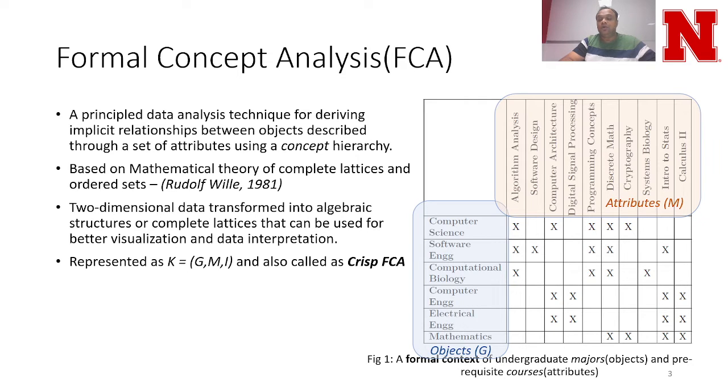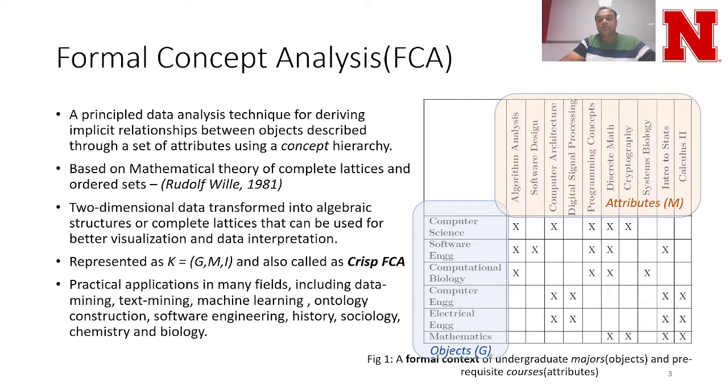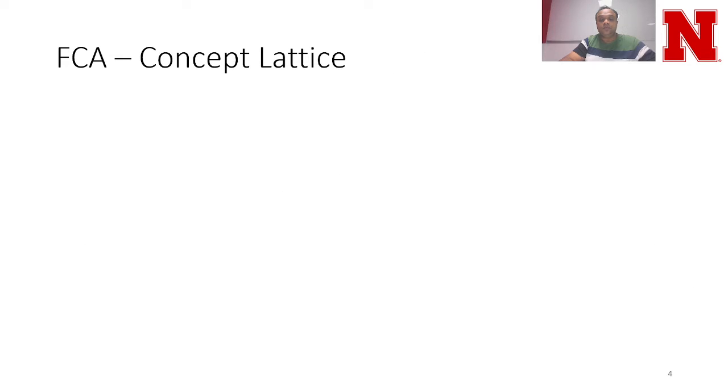Sometimes we also call it crisp FCA, or the original version of FCA, wherein the relationship between objects and attributes is complete. Formal concept analysis has a lot of applications in a variety of fields, including data mining, text mining, machine learning, ontology, software engineering, and even history, sociology, chemistry, and biology.